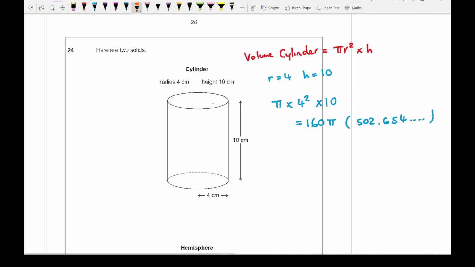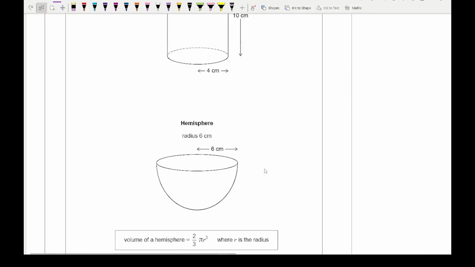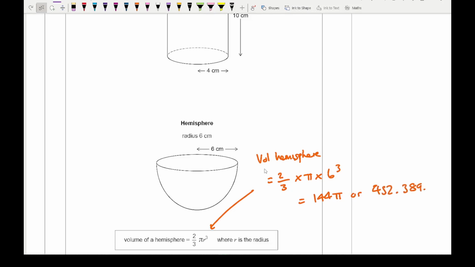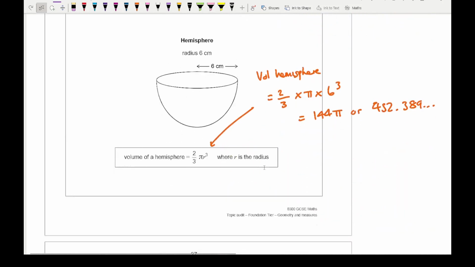Then working out the volume of the hemisphere, and again I've got the formula here, so all I've got to do is substitute r equals 6, so the volume of the hemisphere is equal to 2/3 times pi times 6 cubed. And if I type that onto my calculator, I get an answer of 144 pi, or as a decimal, 452.389. So all I've then got to do is compare the two values, and as you can see, the cylinder has the greater volume.